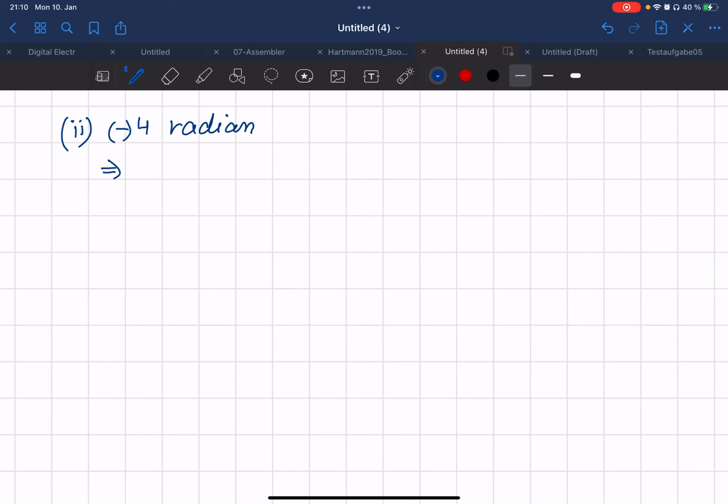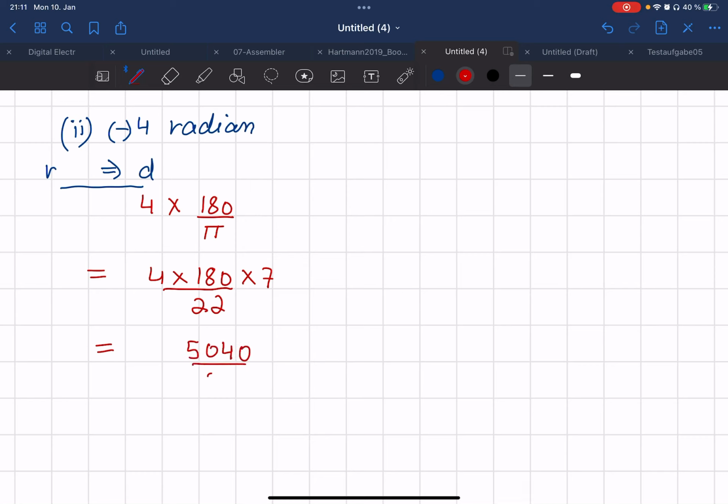So see, first of all, radian to degree conversion. This is our first part. 4 times 180 upon pi, and then I will put the value of pi. 4 into 180, 7 upon 22. 7 4 is 28. 28 times 180 is 5040, divided by 22.